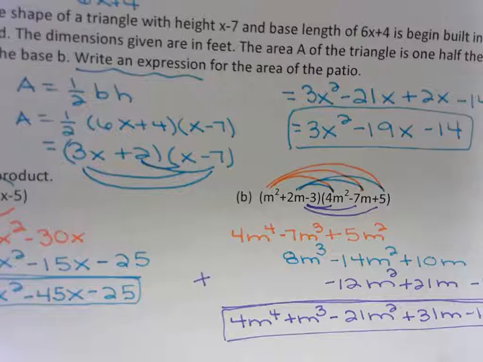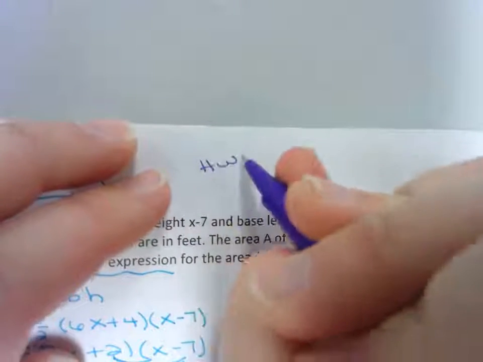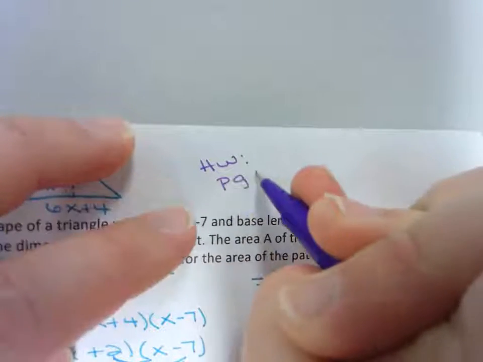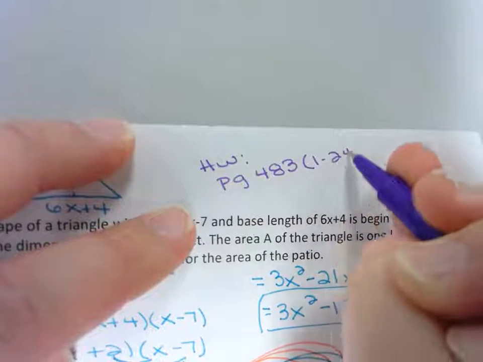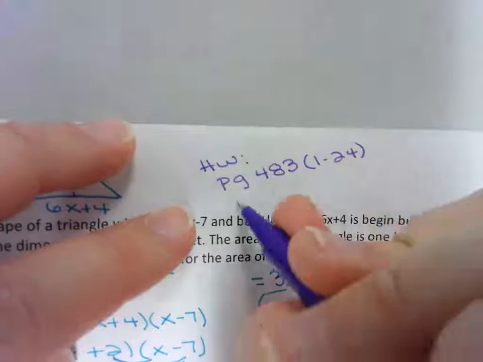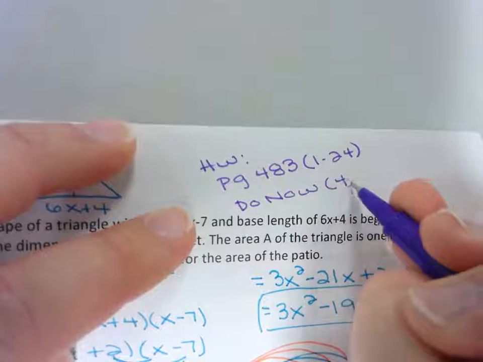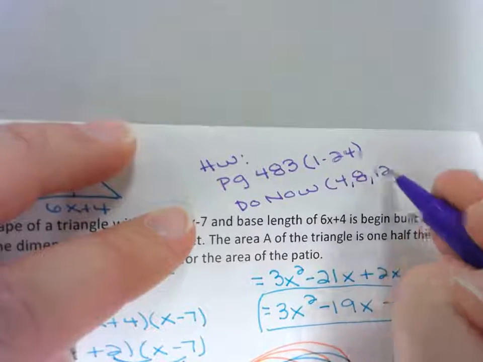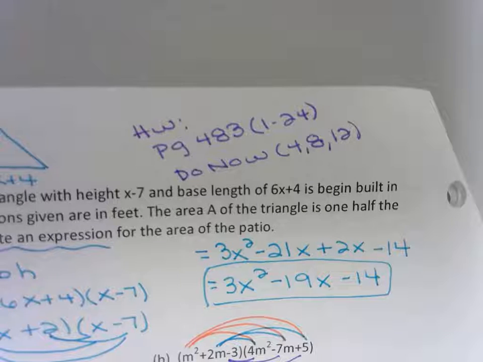Okay, homework for today is page 483, 1 through 24. And I want you to do 4, 8, and 12 now. So it's 1 through 24 is your homework. There's some odds in there, so I'm expecting you to check them.